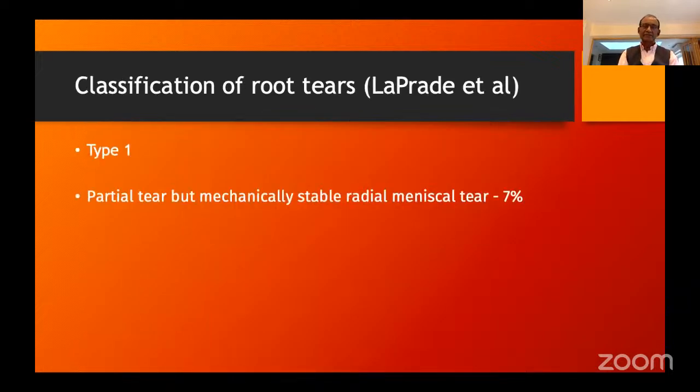If there is a partial tear of the meniscus within 9 or 10 millimeters from its bony attachment, then it is type 1 of meniscal root tear. And it was classified by LaPrade. The percentage is about 7%, or less than 10%.